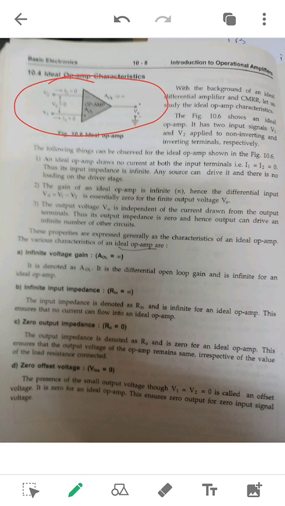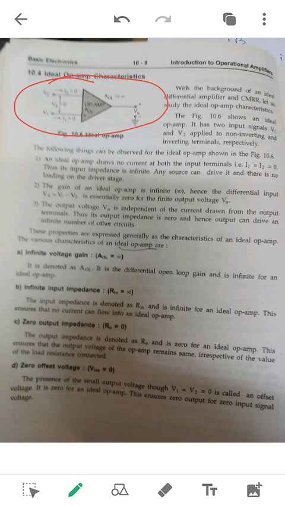And second point, the gain of the ideal op-amp is infinite, hence the differential input called VD, VD is nothing but V1 minus V2, the difference, already I have explained, is 0 for the finite output voltage V0. So VD is equal to 0 for the finite output voltage V0, and the gain is infinite. The output voltage V0 is independent of the current drawn from the output terminal. Thus its output impedance is 0 and hence output can drive an infinite number of other circuits.